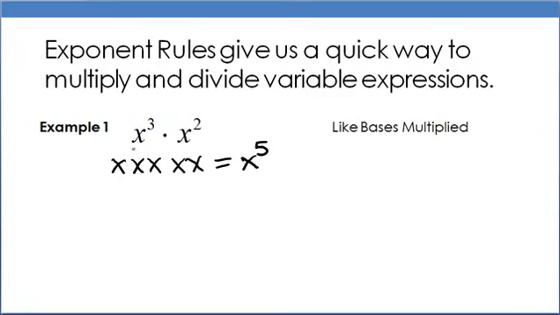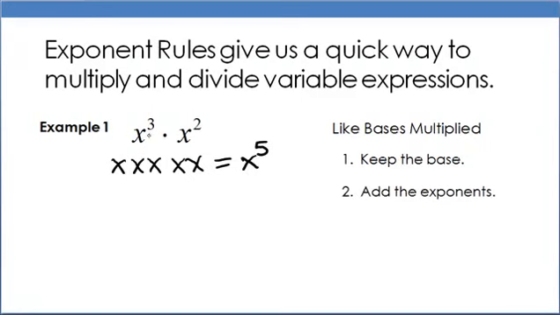Our situation is that we had like bases, we had both x, and it is a multiplication problem. So like bases multiply, we're going to keep the base and add the exponents. The 3 plus 2 gives 5. So keep the base, add the exponents.